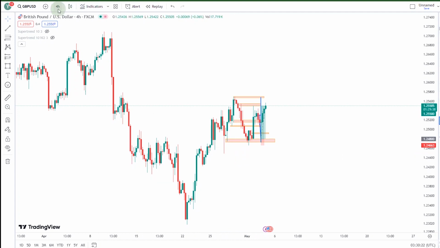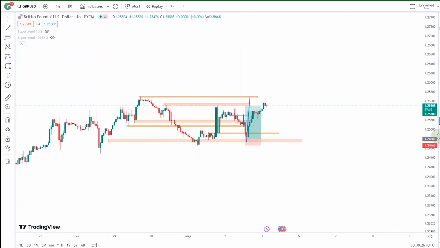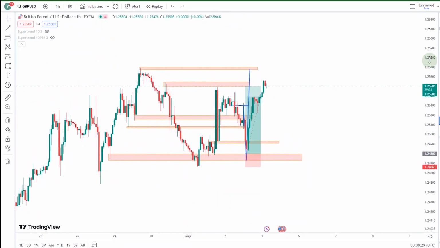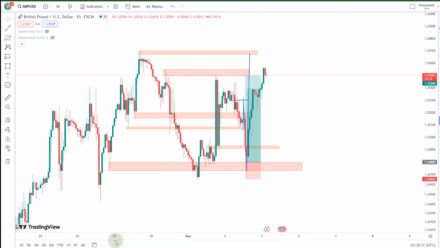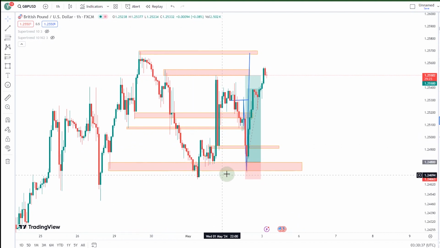So I came back to the 1 hour time frame. In the 1 hour time frame, I was able to mark out this major level in the market. You could see this retracement. I marked it out along with this. I hope you're getting it.